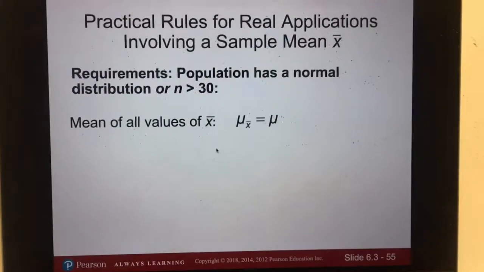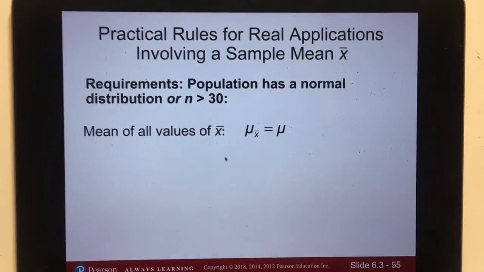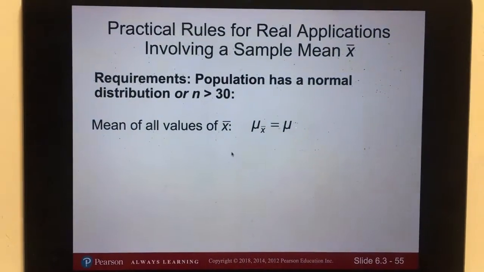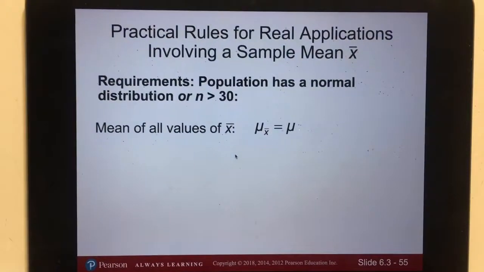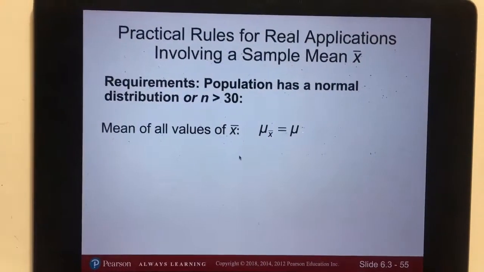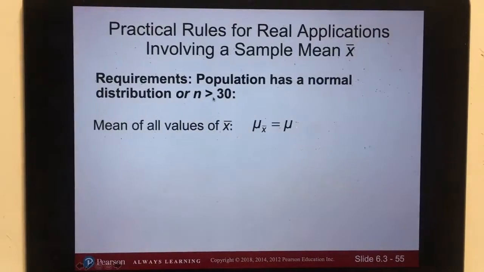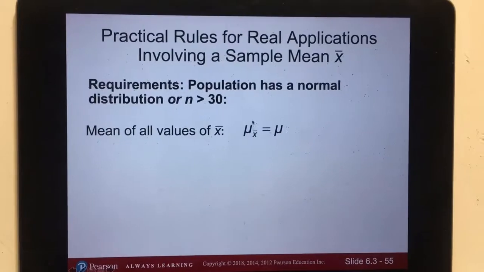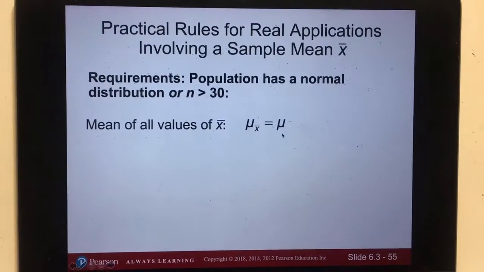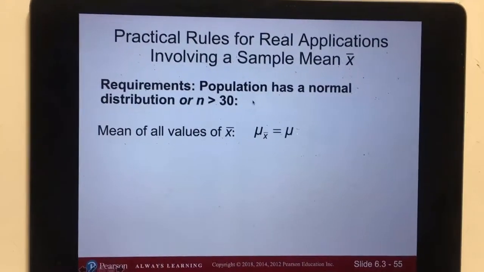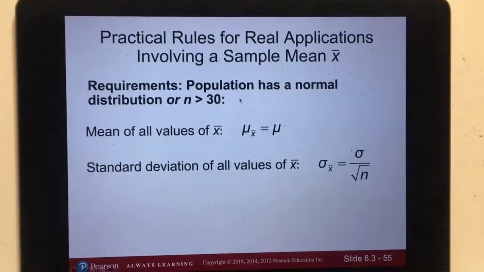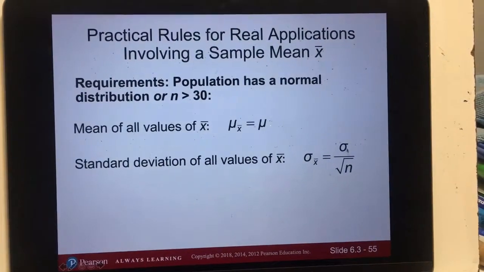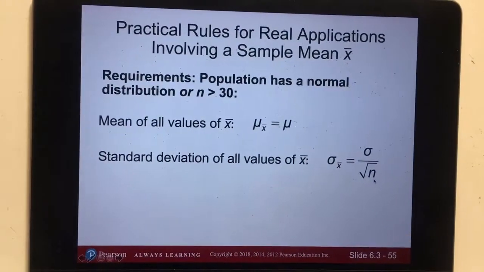So let's talk about some practical rules for real applications involving a sample mean x bar. Requirements: the population has a normal distribution or the sample size is greater than 30. The mean of all the values x bar is going to be equal to the mean of the population if one of those requirements is intact. The standard deviation of all the values of x bar is going to be equal to the population standard deviation divided by the square root of the sample size.